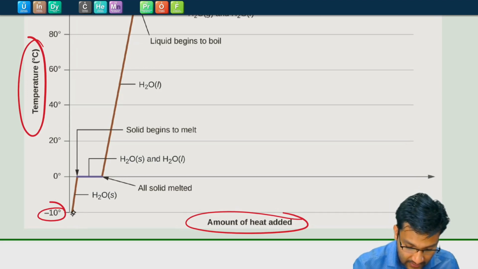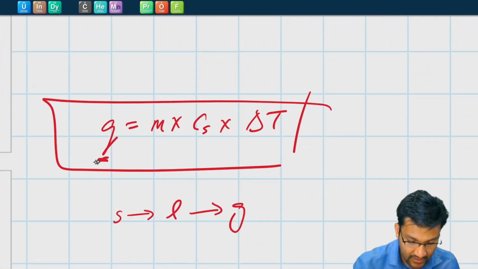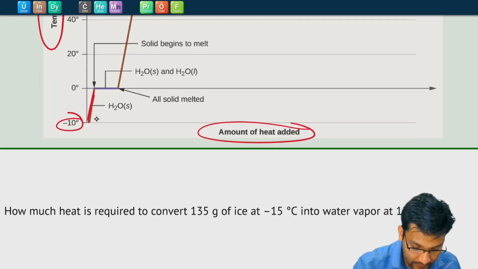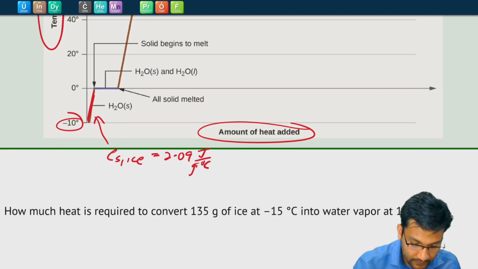As you add the heat, the temperature will change, right? In fact, the temperature will change according to this equation. You're adding heat, and so the temperature will change according to this equation. The specific heat capacity of ice, right? So the specific heat capacity of ice is 2.09 joules per gram per degree Celsius.